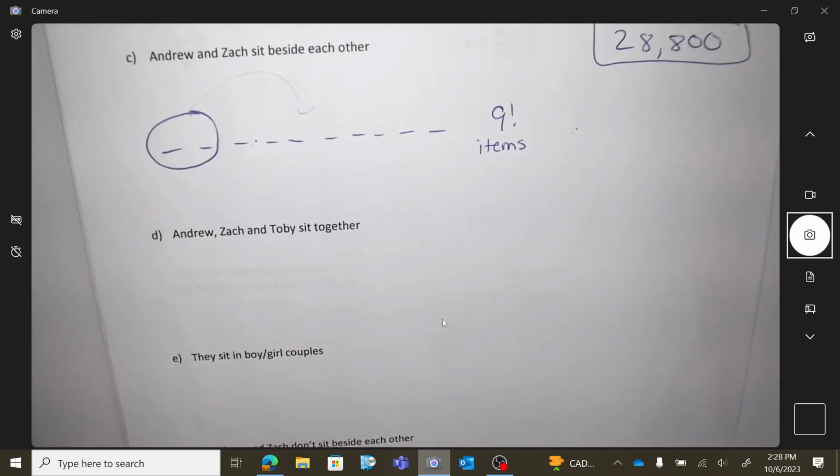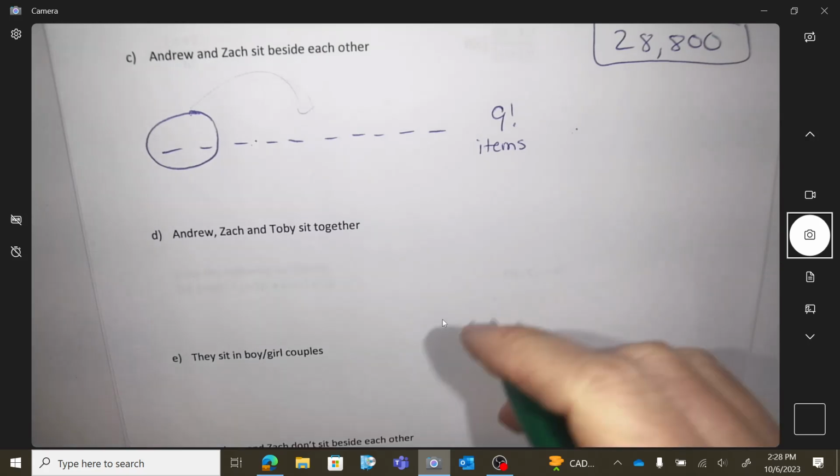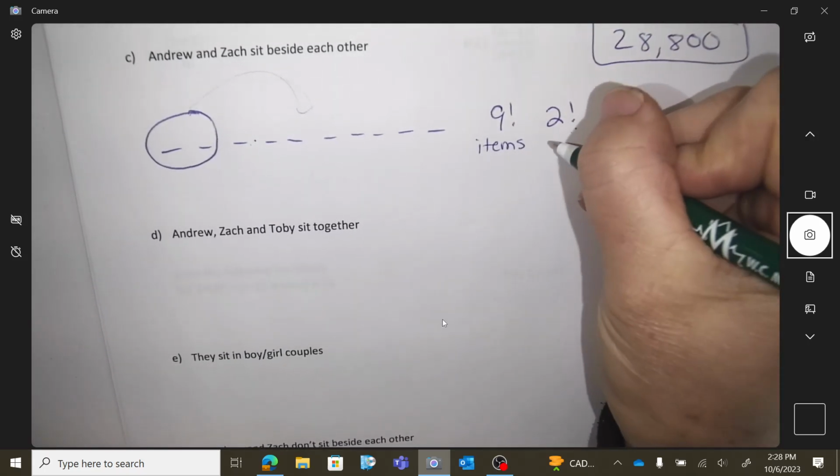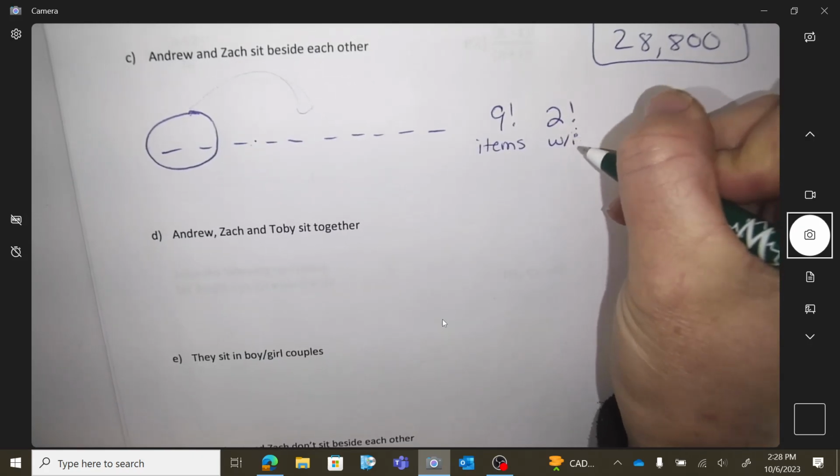Then what could Andrew and Zach do within just themselves? They could flip-flop. So that means they can move around. So this is within.